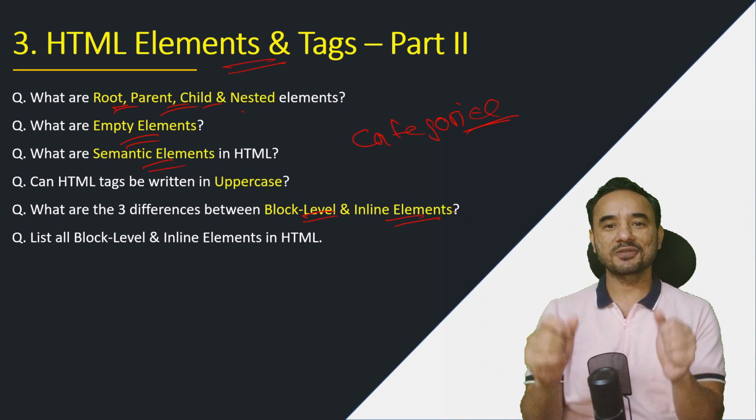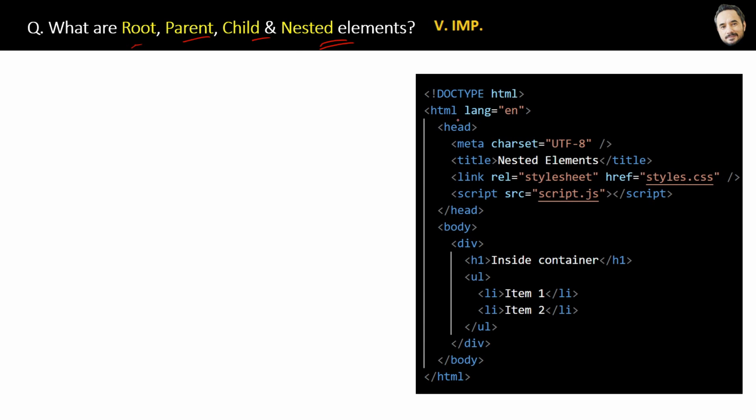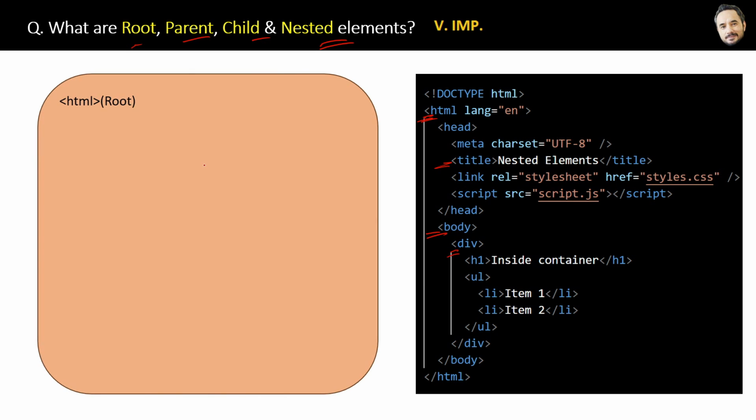So let's start with the first question. What are root, parent, child, and nested elements? Here you can see an HTML document with all types of elements. First of all, root, parent, child, and nested are the categories of elements. HTML, head, title, body, and div are the actual elements. For example, electronics is the product category, but mobile is the actual product, right? Now let me represent the same code here in child and parent format.